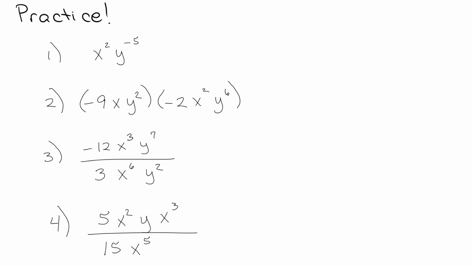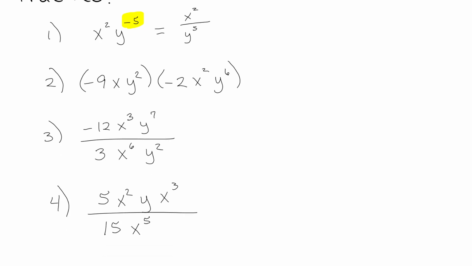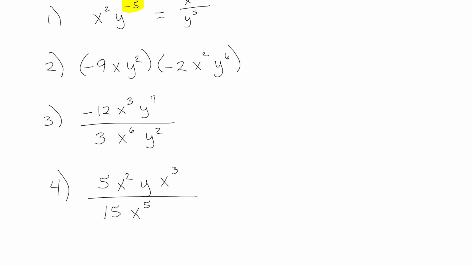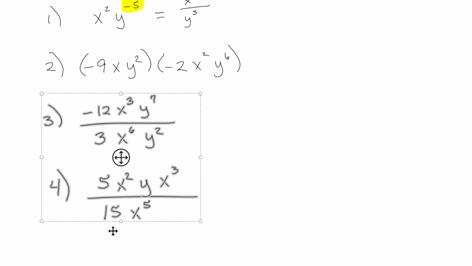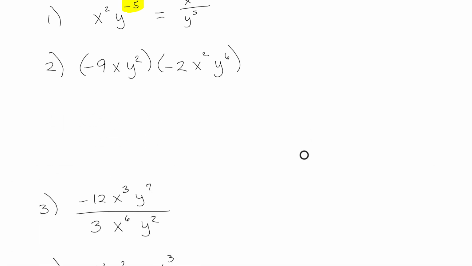All right, so the first one is actually pretty straightforward. The biggest offender here is that -5 in the exponent. So that means that the x squared is going to stay on top, but the -5 is going to throw that down into the bottom so it can become positive. So you have x squared over y to the 5th. Perfect? Good. Let me move some of these down just in case we need some more room.